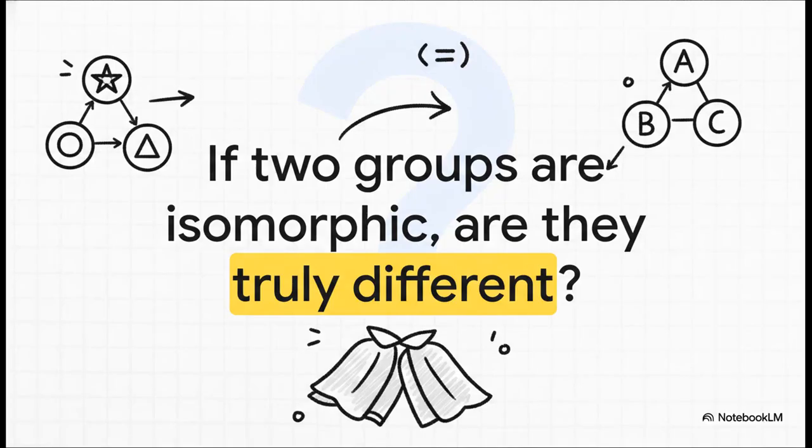And that leaves us with a really big, kind of philosophical thought to chew on. If an isomorphism proves two groups are algebraically identical, they follow the exact same rules, just with different names for the pieces, are they really two different things at all? Or has math just given us a way to see one single, beautiful idea wearing two different costumes?